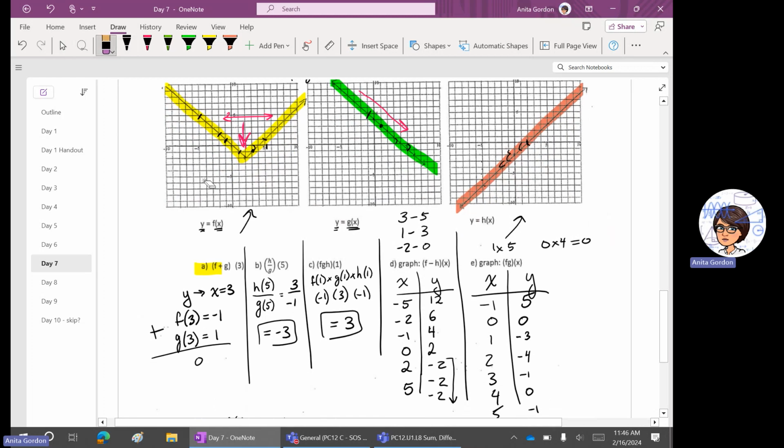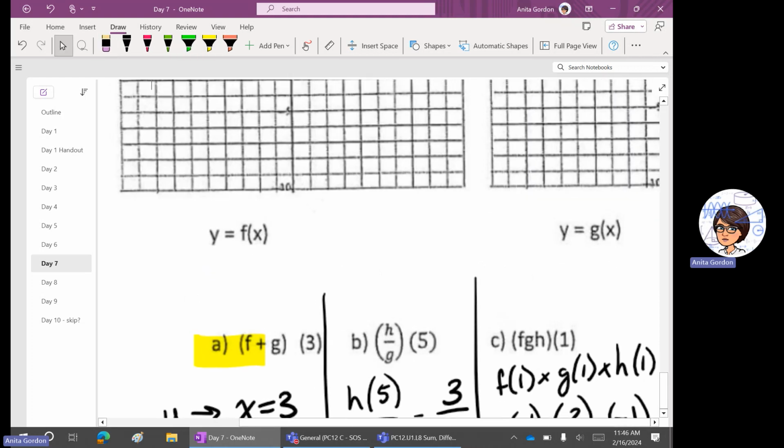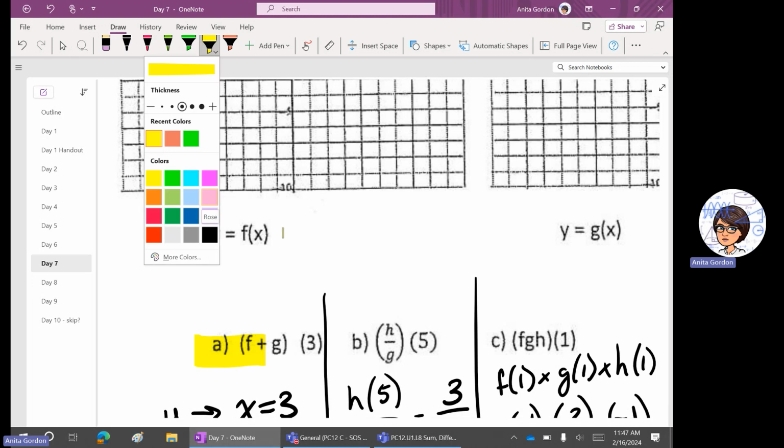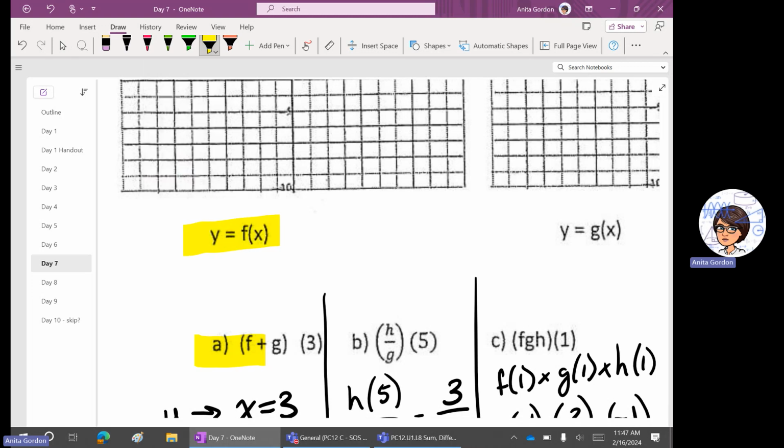Remember that the letters of our function, f, g, and h, they represent the y values. So you're going to use the same x for when you're solving stuff, and you're looking for the y values when you're looking for f and g.